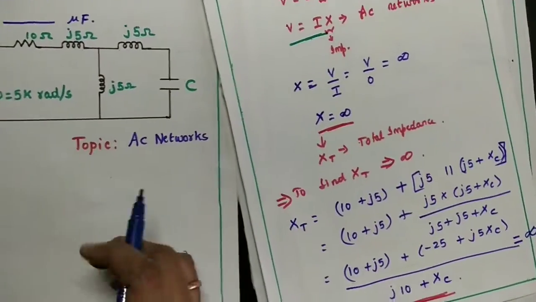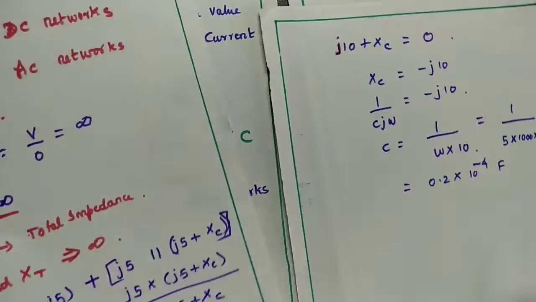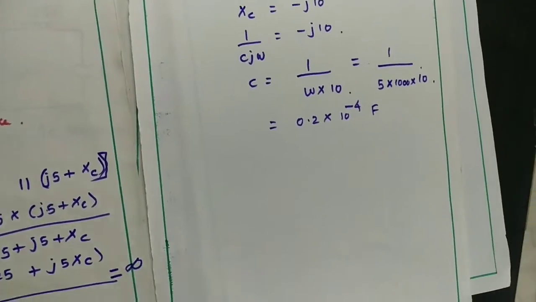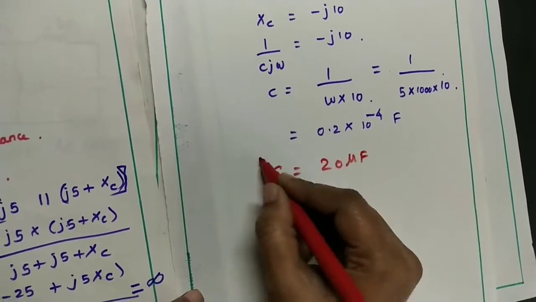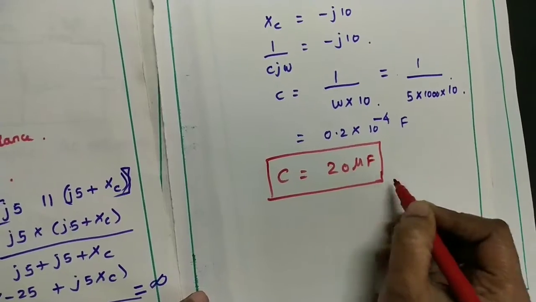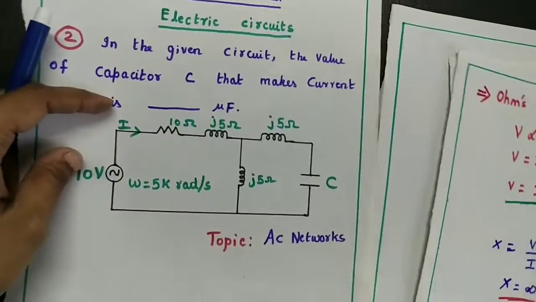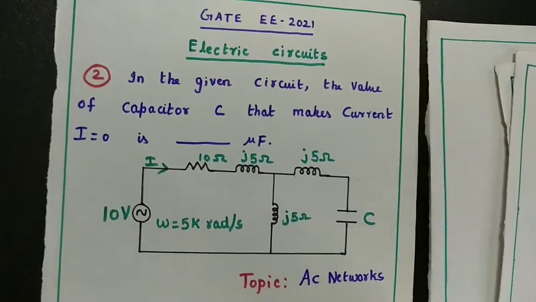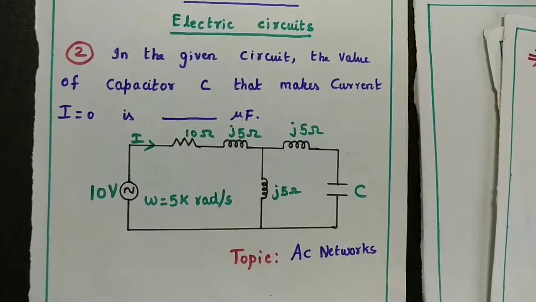In the given question, they asked for the answer in microfarad. So the answer becomes capacitance equal to 20 microfarad. So the capacitor C equal to 20 microfarad makes current I equal to 0. That is the answer.